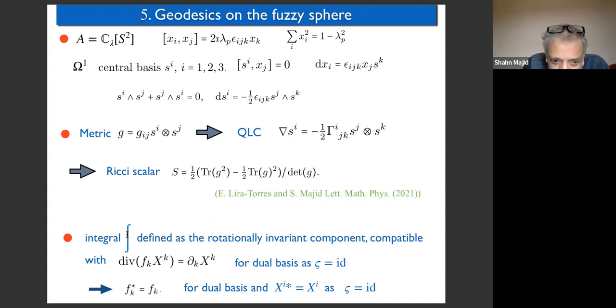Now we'll define integration, and the way we'll do that is to say, well, this algebra has an SU2 symmetry, so we'll take every monomial in the coordinate algebra, and we'll expand it under the rotational symmetry and look at the rotationally invariant part, and I'll call that the integral. So basically, expanding this in non-commutative harmonic series. So that's the integral. And you can check that it is compatible with the geometric divergence.